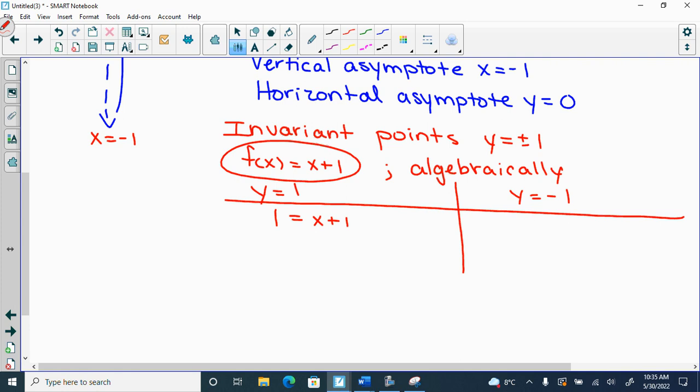So, I set y equal to 1, and now I just solve for the x that goes with it, correct? So we subtract 1, 0 equals x. So I have an invariant point at (0, 1). And how do I get the other one? I plug negative 1 in for the y. We agree? So I can plug it into the original again. Negative 1 equals x plus 1. Subtract 1. Negative 2 equals x. So my other invariant point is at (-2, -1).